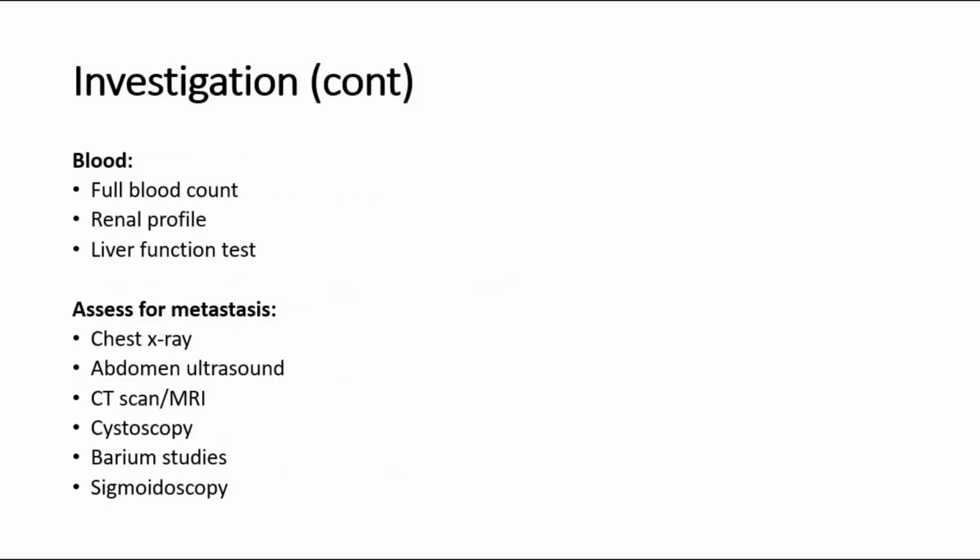Blood investigations that can be done are full blood count to assess the hemoglobin level to rule out anemia due to chronic vaginal bleeding, renal profile to exclude ureteral obstruction, and liver function test to exclude liver metastasis. Other investigations to assess for metastasis include chest x-ray to exclude lung mets, ultrasound of the abdomen, CT scan or MRI to assess the extent of the disease, cystoscopy, barium studies, and also sigmoidoscopy. This is for the bladder and the colon.